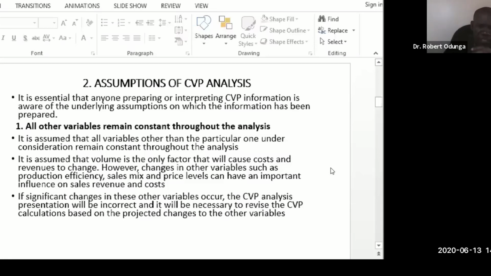If there are significant changes in this, the CVP will be irrelevant. So it will be misleading, because production efficiency is a basic thing, which may affect the volume of sales, the cost of production, the volume of sales, and the revenues that we generate. But we are being told that CVP analysis cannot be applied in this context.